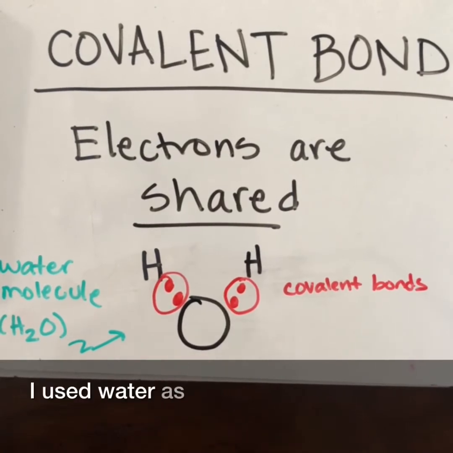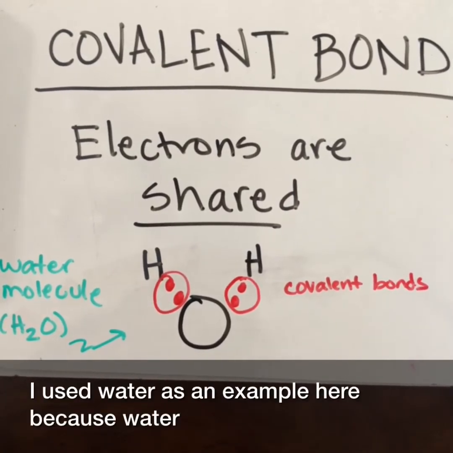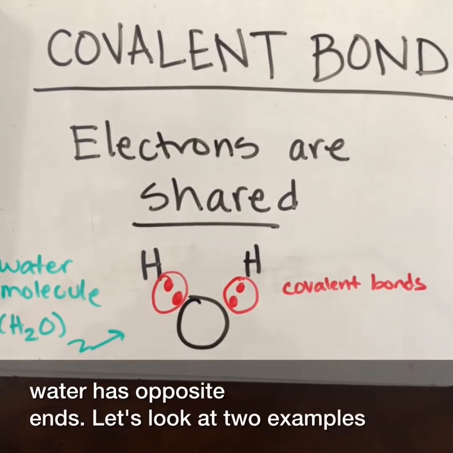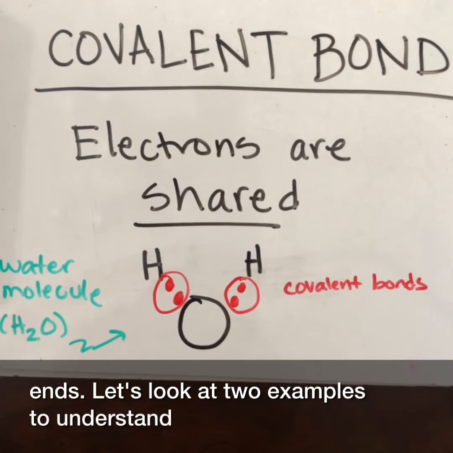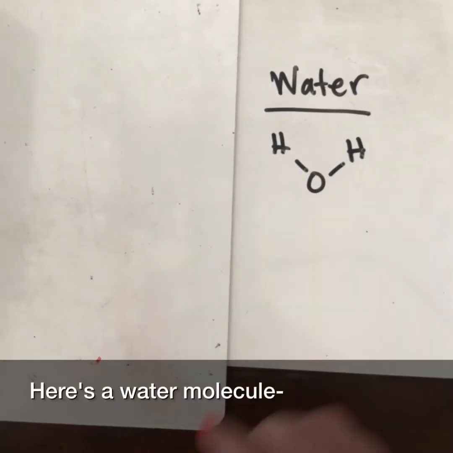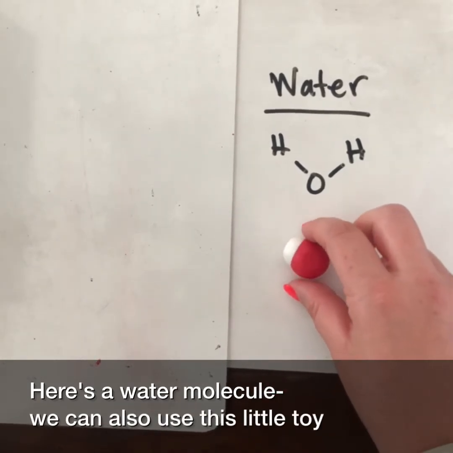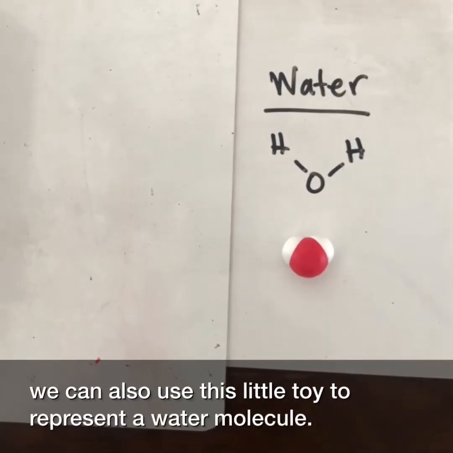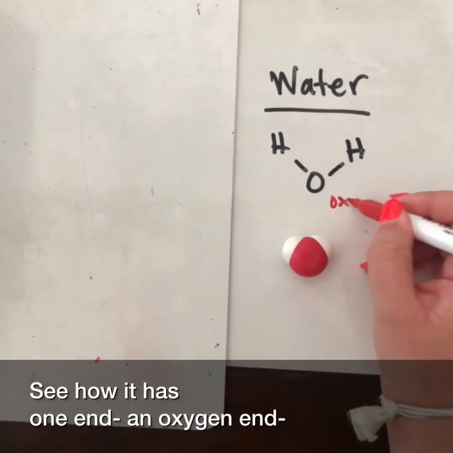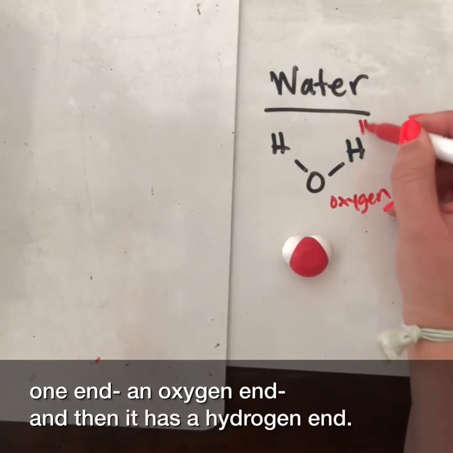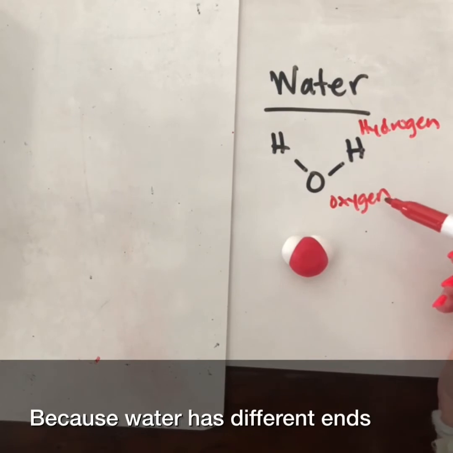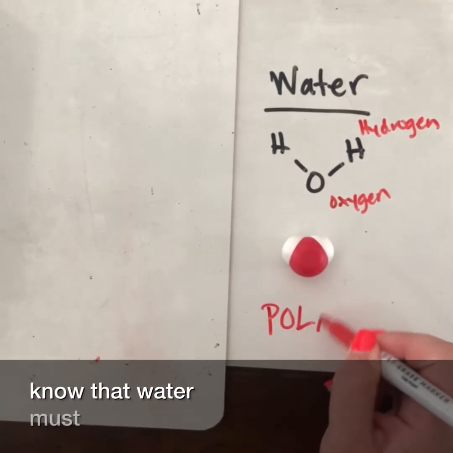I used water as an example here because water is a polar molecule. What does that mean? It means it has opposite ends. Let's look at two examples to understand that a little bit better. Here's a water molecule. We can also use this little toy to represent a water molecule. See how it has one end, an oxygen end, and then it has a hydrogen end? Because water has different ends, we know that water must be polar.